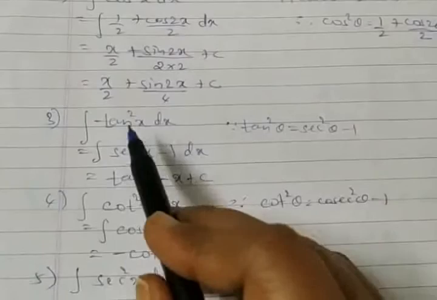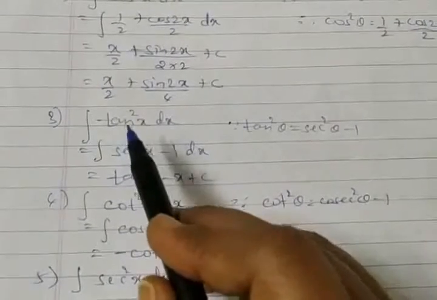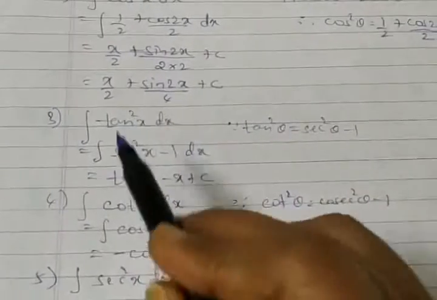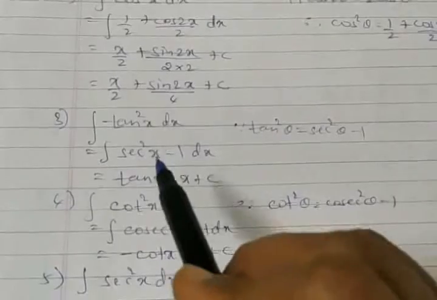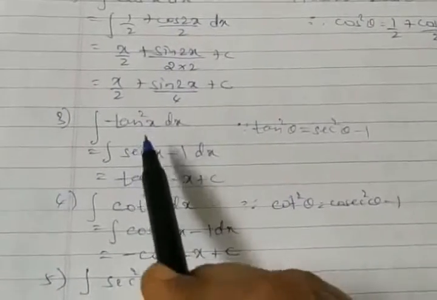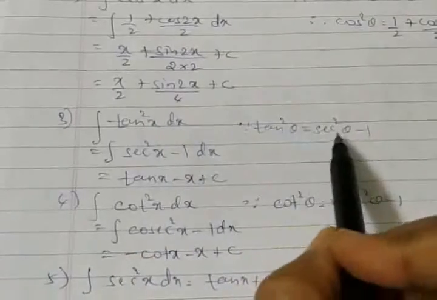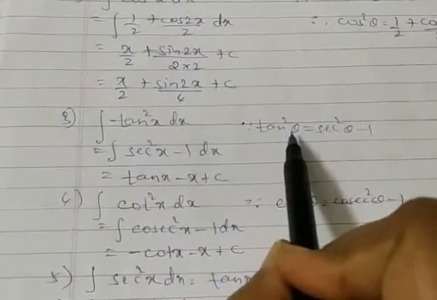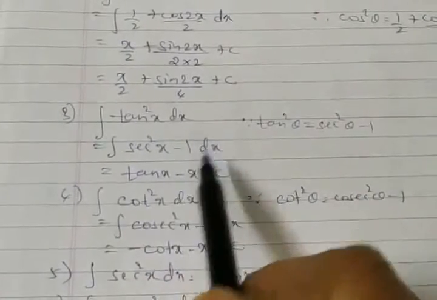In the first class also, if I remember correctly, I asked you to write this in your formula page book. I asked you to keep one page blank and rewrite this relation there. So tan square x can be taken as secant square theta minus 1. Here I can rewrite it as the integration of secant square x minus 1 with respect to x.